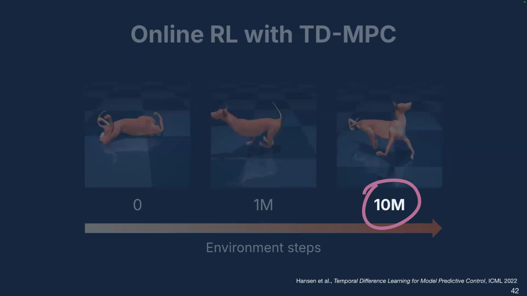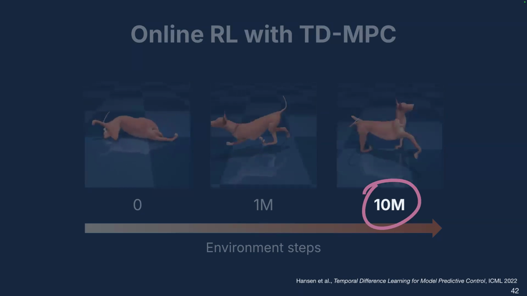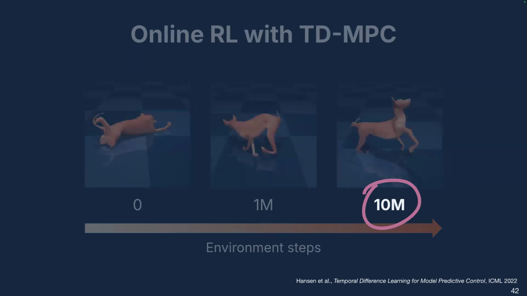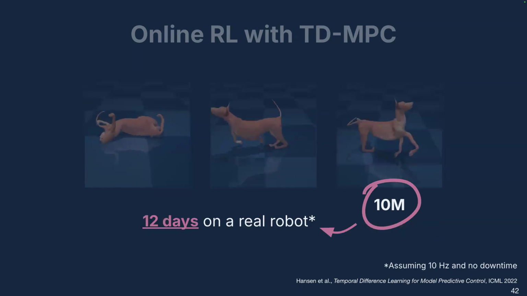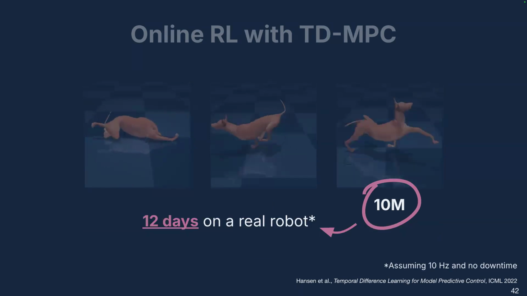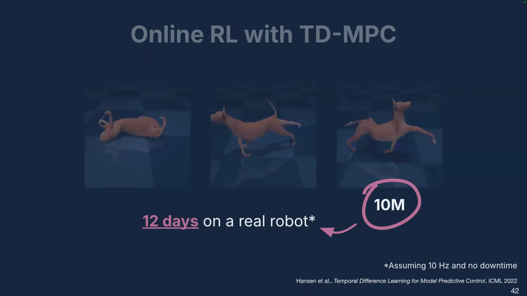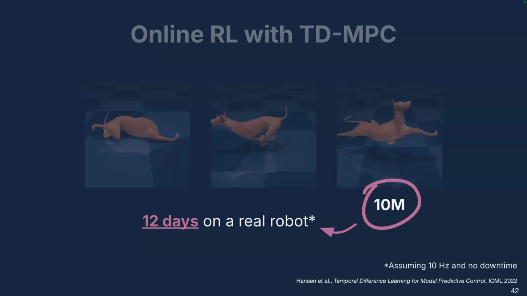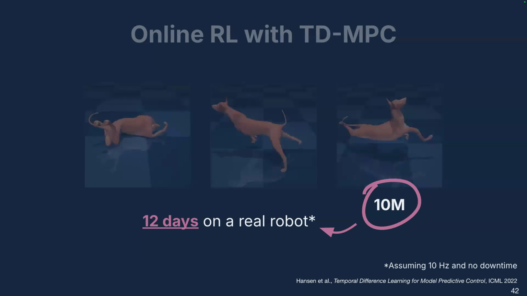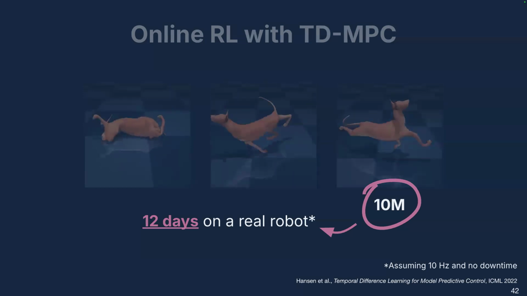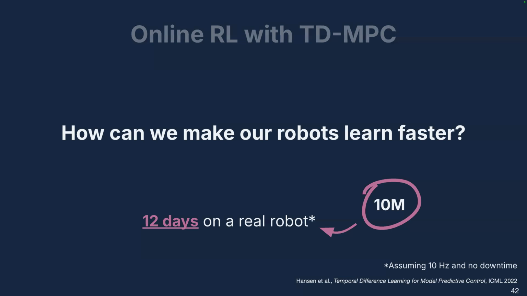The caveat here being that 10 million steps is still quite a lot. This is in simulation, so it's less of a problem. But if you were to do this on a real robot, with this plain algorithm TD-MPC, you would have to run your robot for about 12 days without any downtime. So this is still pretty slow for a real robot. Something that I've spent a few years of my PhD working on is how to make robots learn faster directly in the real world without simulation.